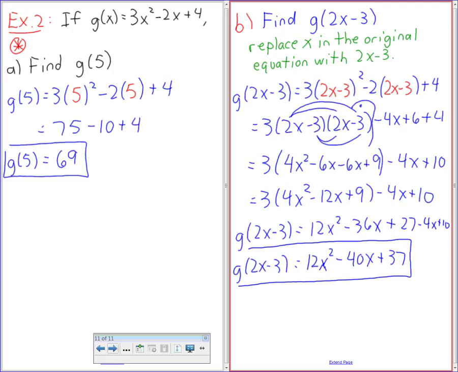I want you to try the next one for yourselves, okay? You can do this, all right? This is just good algebra. Are there any questions here before I continue?